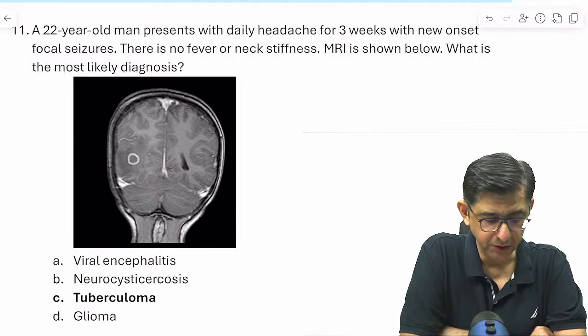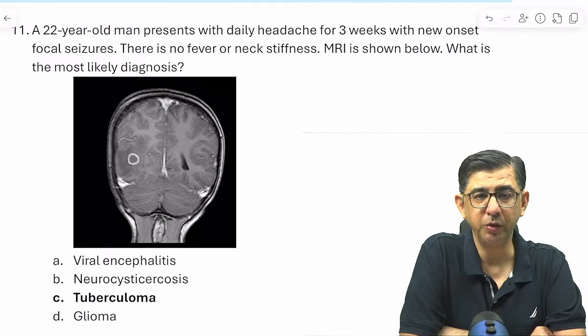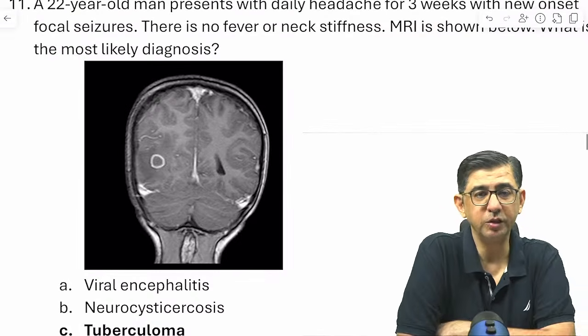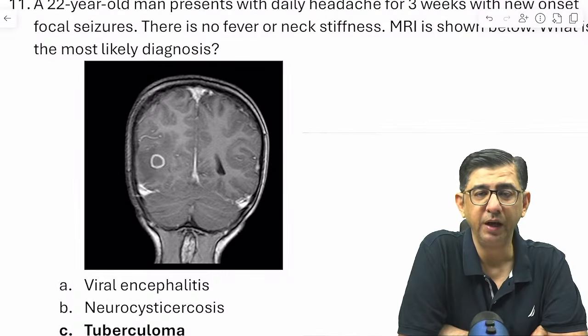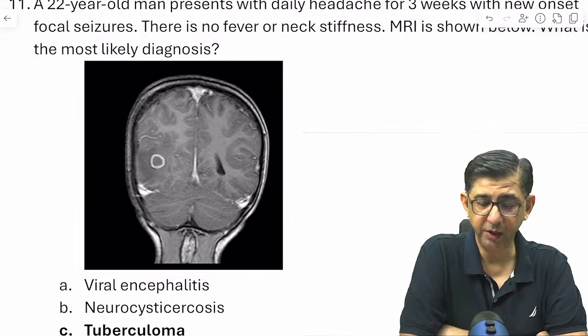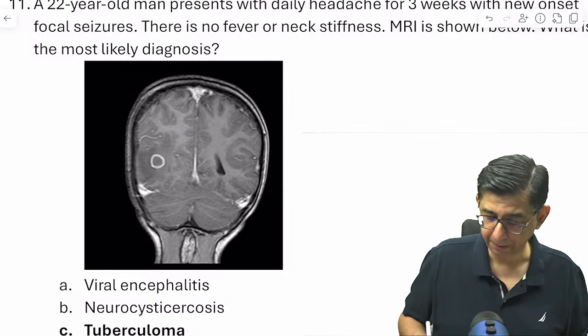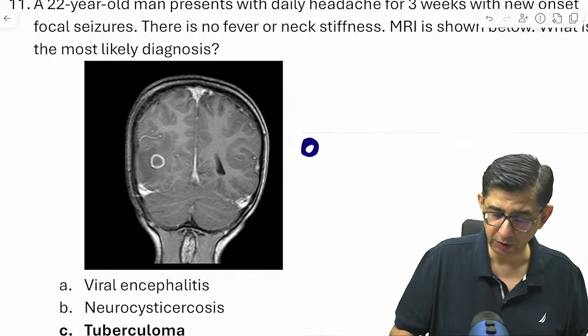I wanted a justification from you guys on why the answer is tuberculoma. Exactly, there is no scolex documented here. And you will also notice that a neurocysticercosis lesion will be black.